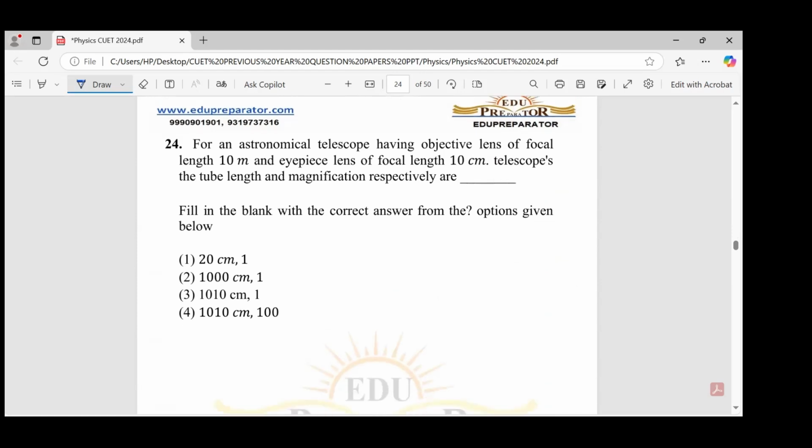The 24th question is based on optical instruments. Magnification of a telescope is FO by FE. The focal length of the objective is given as 10 meters. So please keep one point in mind: the two units given are different. One is meter and the second is centimeter. So 10 meter by 10 centimeter, right? So this is 10 into 100 by 10. So the magnification comes to 100, right? So we have magnification 100 in this question.